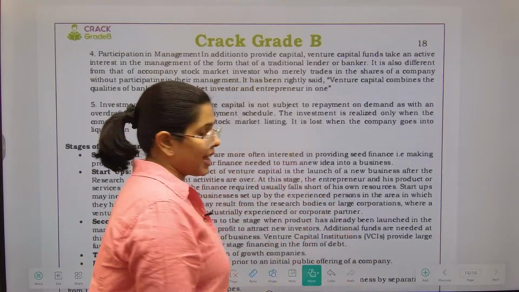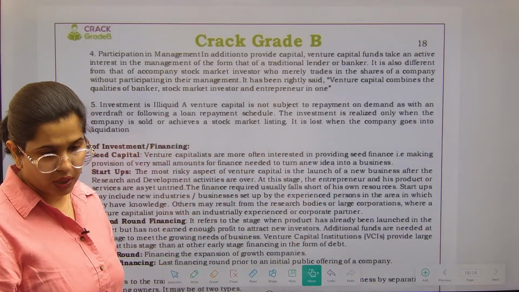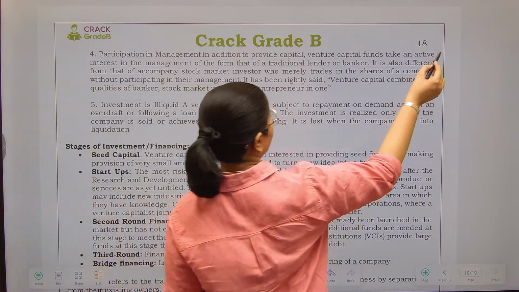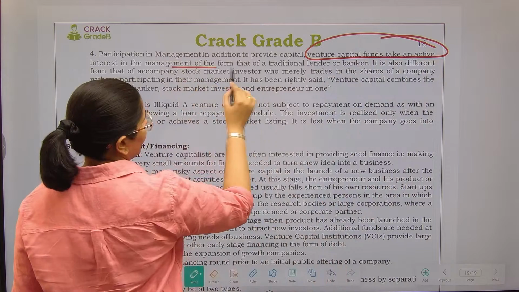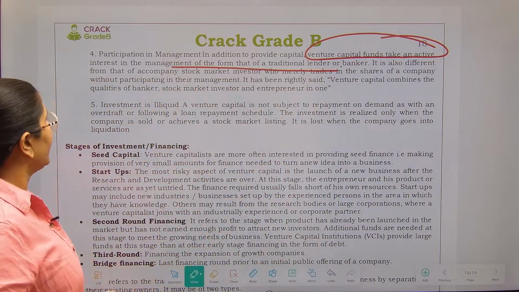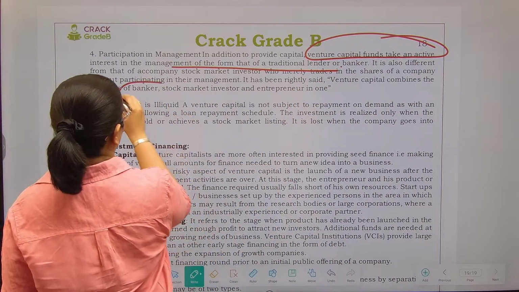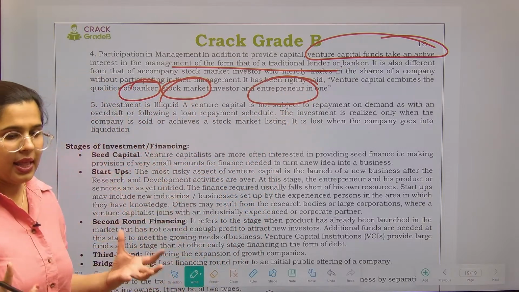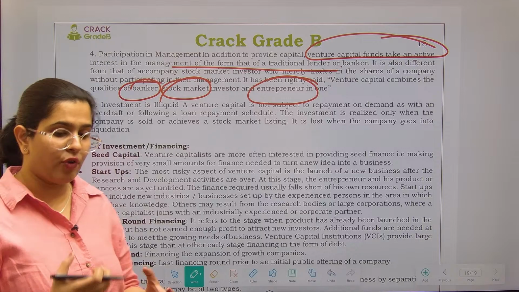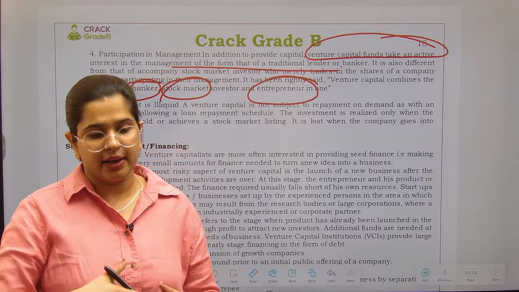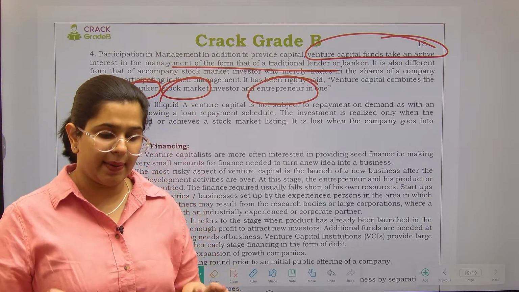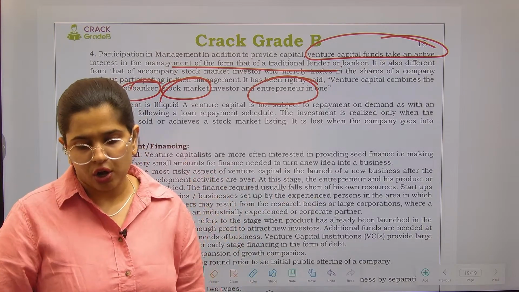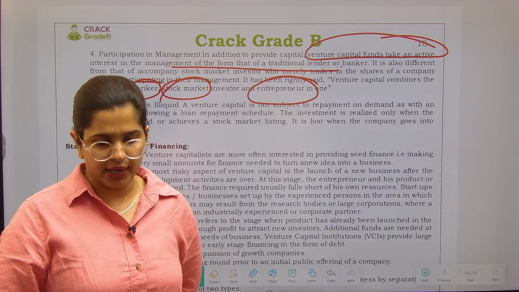When you have invested as an owner, obviously you are going to take a huge interest in managing the enterprise, right? So venture capital funds have an active interest in the management of the enterprise. Venture capital combines the qualities of banker, stock market investor and the entrepreneur in one. They are providing you the finance, ठीक है, वो आपको finance भी provide कर रहे हैं. They are acting as an entrepreneur as well, because they are helping you to take the business decisions. They are helping you form contacts, right? So all these kinds of things they provide. Okay.